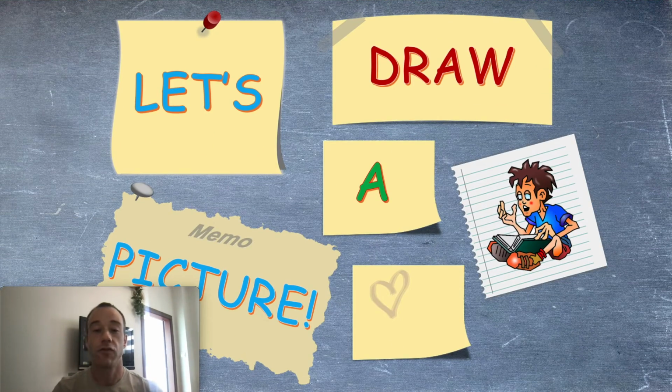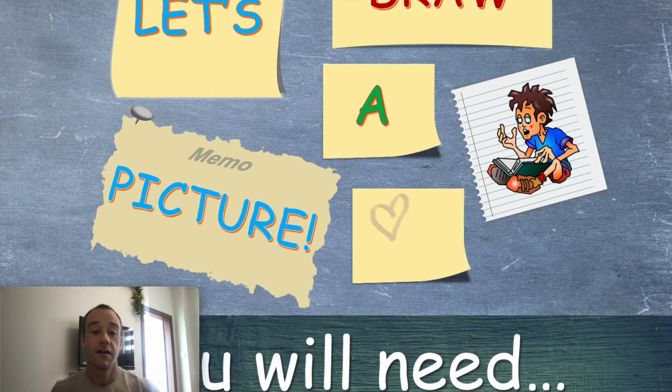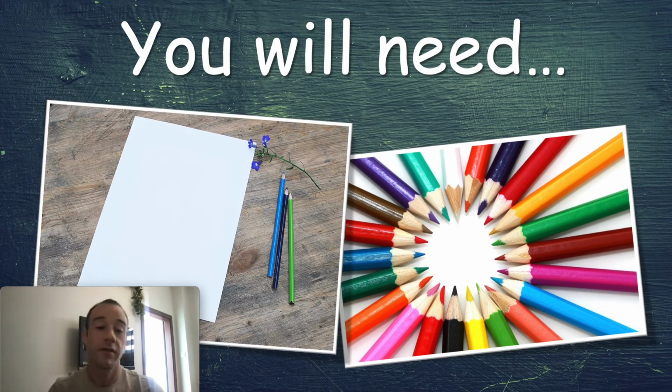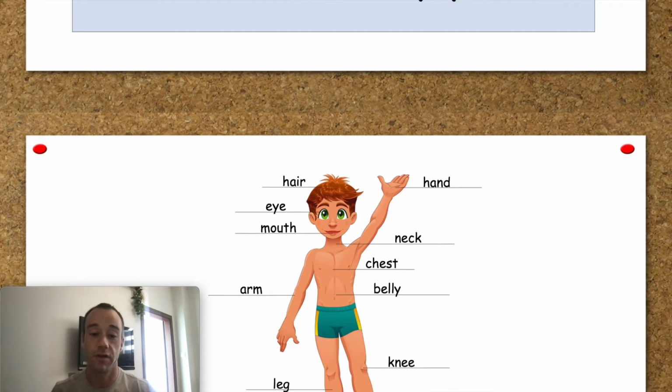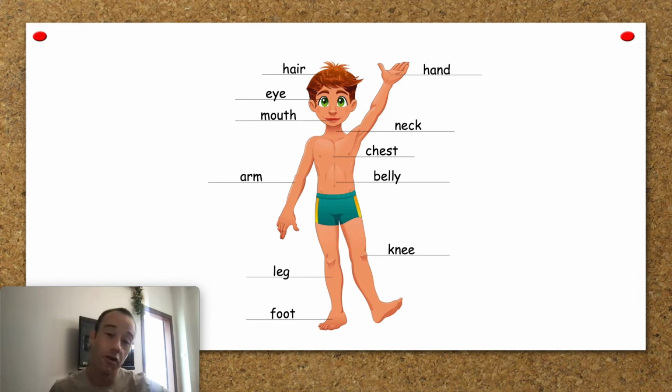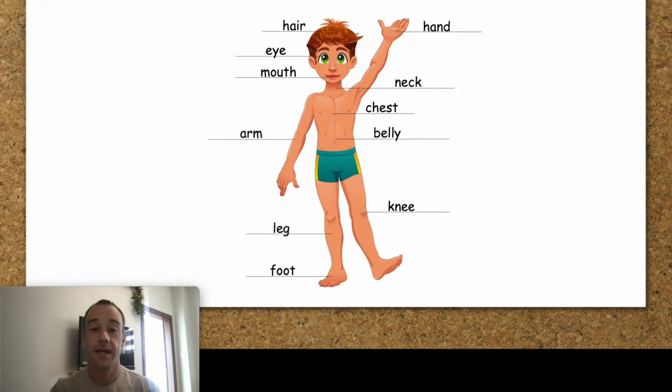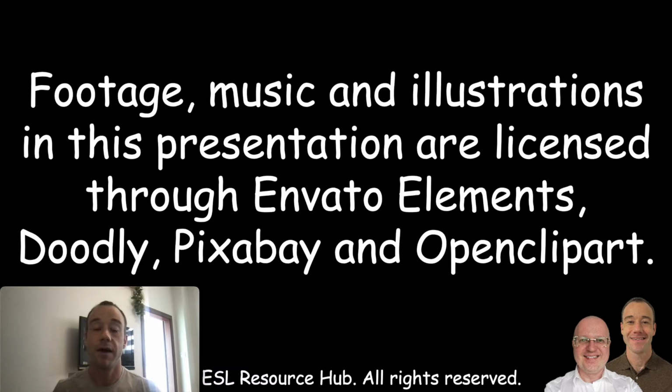Okay, then we have a drawing activity at the end of class. Students need to have paper and pencils or crayons or colored pencils or whatever. Then they have to draw their own body and then label each body part. So you can show them an example. They should draw and they should write everything. Okay, very, very fun. And that is the end of My Body 1. Let's go check out My Body 2.